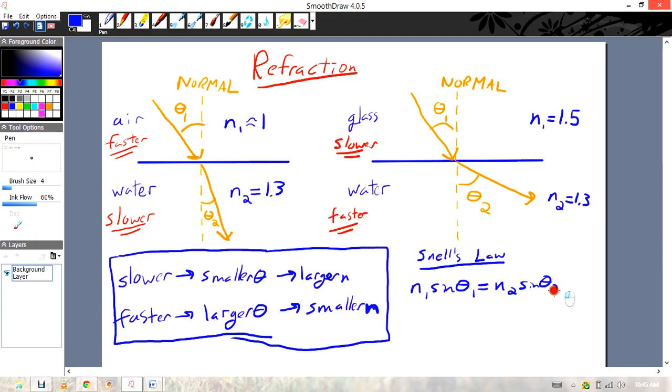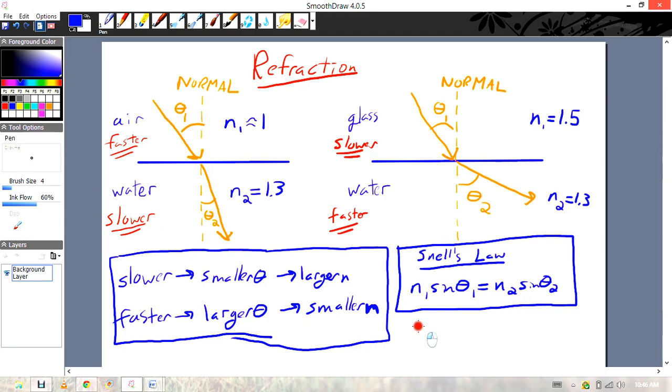However, of course, it's not the actual angle that is inversely proportional to n. As we discovered in class, it is the sine of the angle. So n1 sine theta 1 equals n2 sine theta 2.